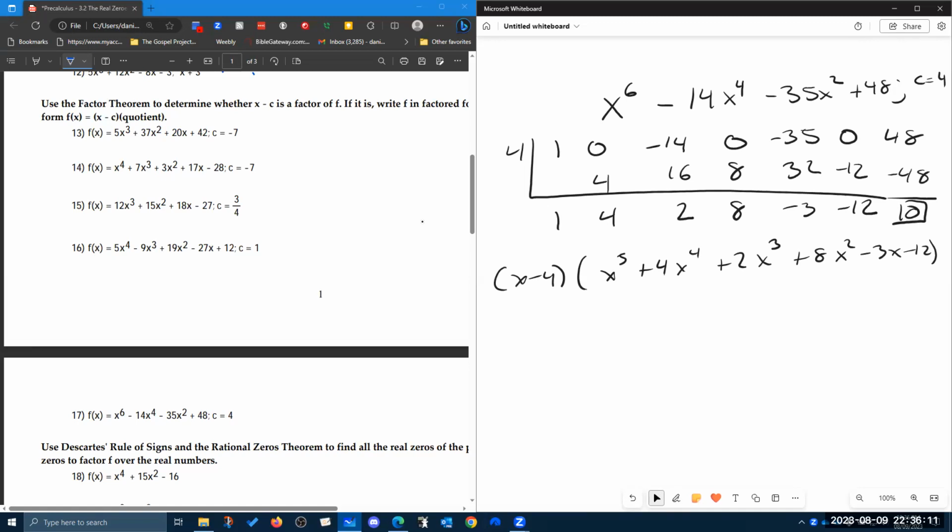And we'll come back next time and we'll talk about Descartes' rule of signs and the rational root theorem, or the rational zero theorem.